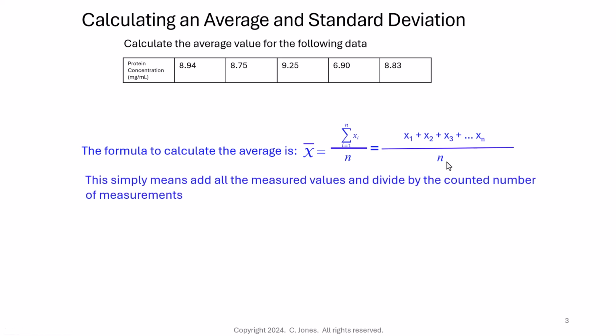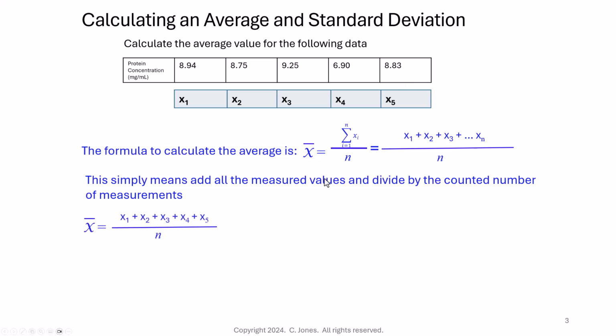Okay, so this just means add all these values together and divide by the total number of measurements that you made, right? And just to put this in the context of our math equation here, 8.94 is x1, 8.75 is x2, 9.25 is x3, 6.90 is x4, and 8.83 is x5. So we just plug this into our equation and we get 8.94 plus 8.75 plus 9.25 plus 6.90 plus 8.83. There's 5 measurements, so we're going to divide by 5.